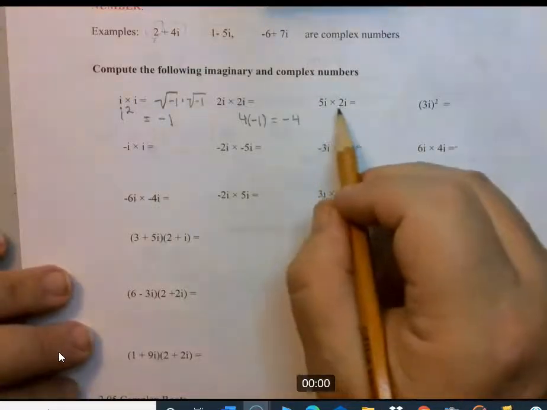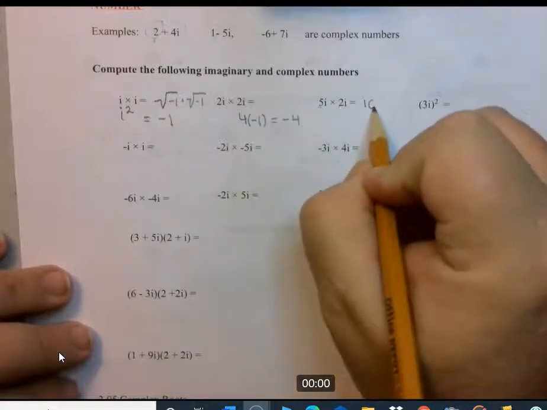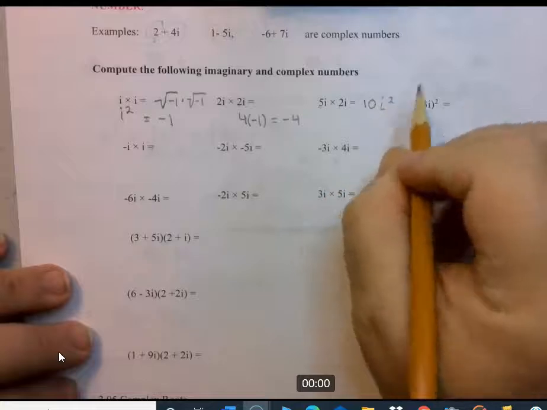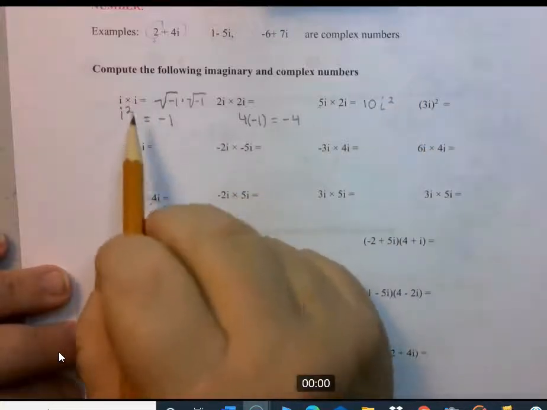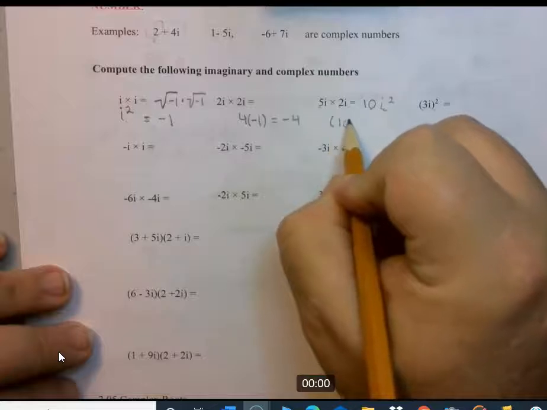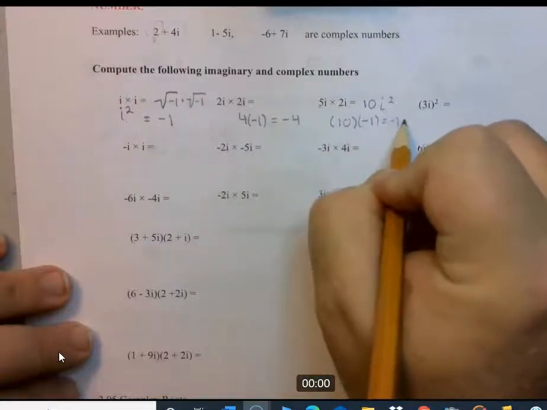Okay, 5i times 2i. So 5 times 2 is 10. And i times i is i squared. And we already said back here, i times i, or i squared, is -1. So this one is going to be 10 times -1 equals -10.